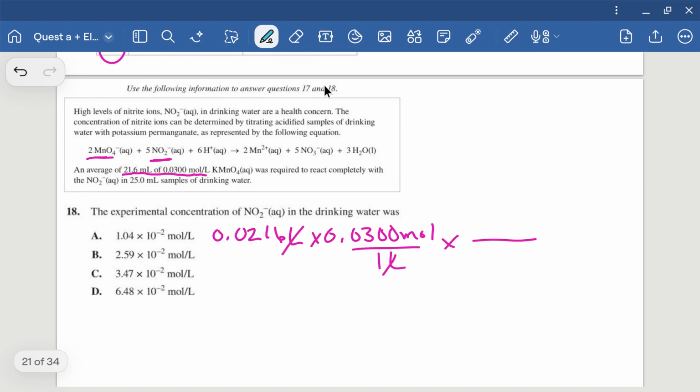And then we want to use the mole ratio, turning our known into our unknown. So we'll need to put 2 moles of the permanganate in the bottom, 5 moles of the NO2 in the numerator, and then you see your moles of your known canceling. And then lastly, divide by the amount you're using for the sample, but that amount needs to be in liters. Plug that all into your calculator, and you'll see your answer here is D.